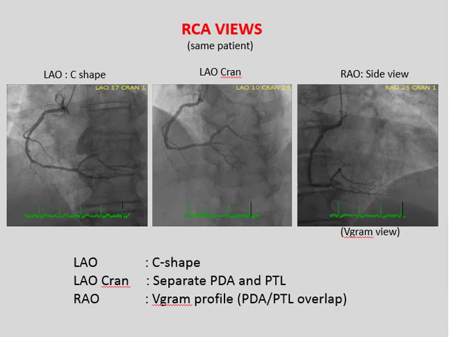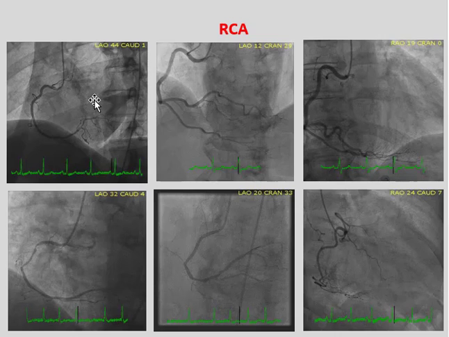We'll move on and have a look at several different views in different patients. LAO straight here, LAO cranial here, and the RAO straight as before. Look at the RAO straight one, the profile. You can see those vessels overlap going along the inferior wall, anterior, inferior.